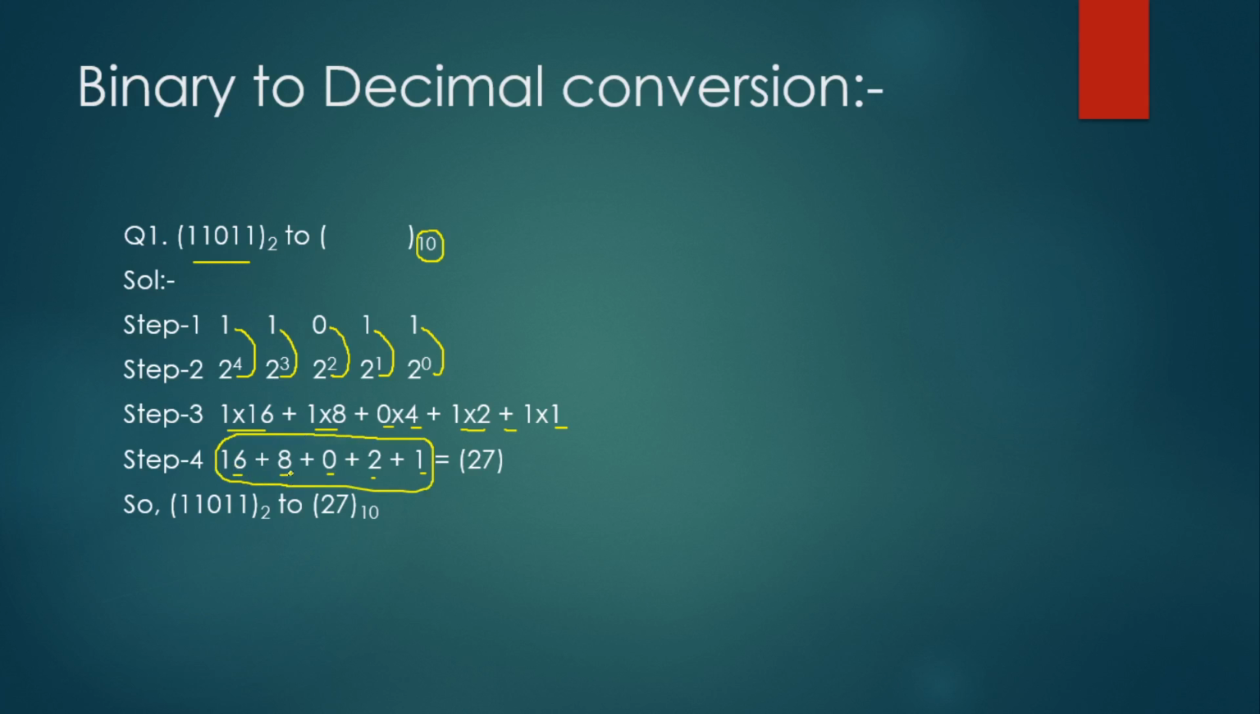So 6 plus 8 is 24, 20 plus 24 plus 2 is 26, and 26 plus 1 is 27. So here you will get 27. So the decimal number for this binary number will be 27. This is your final answer. This is the way we can convert a binary number to a decimal number.